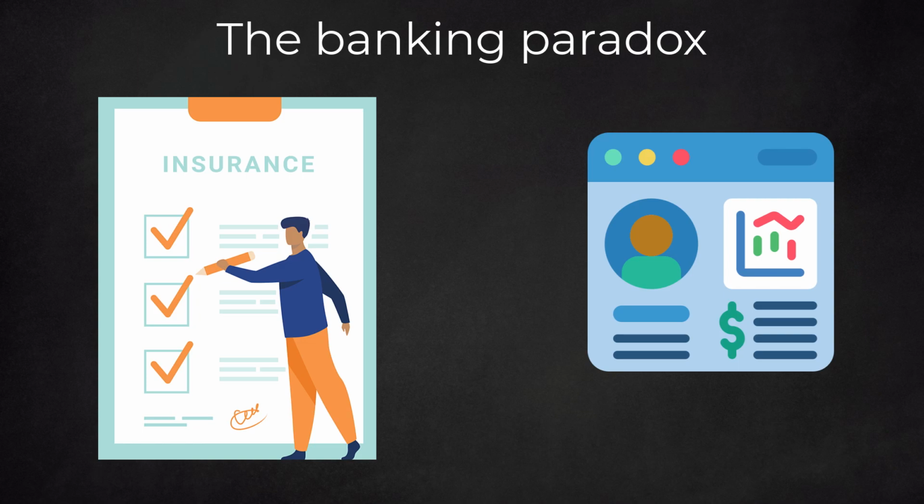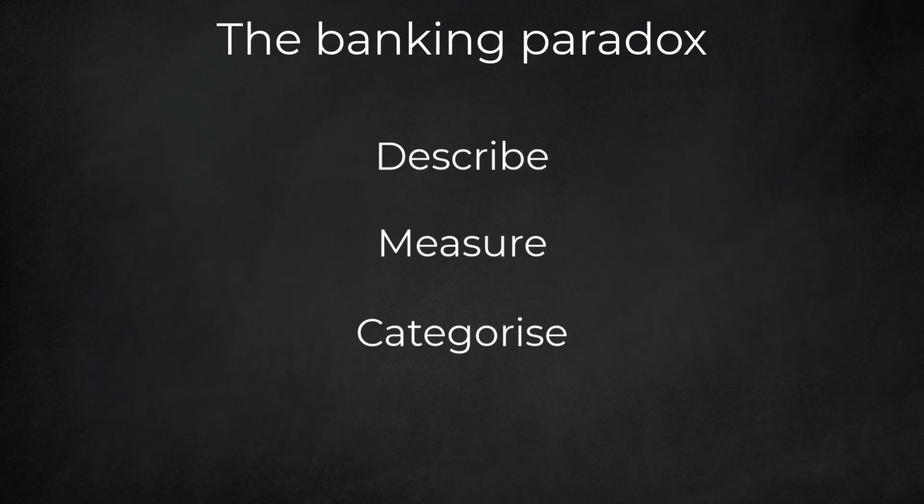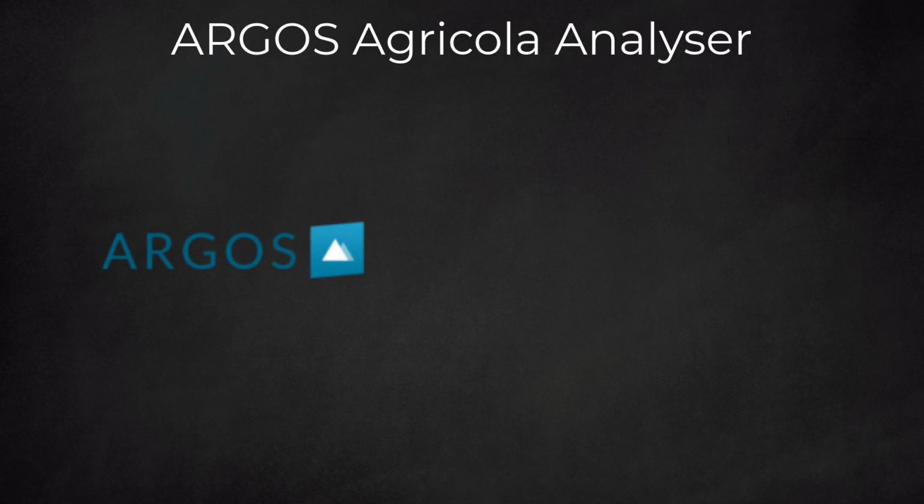What is more, the bank's business models make money from slicing and dicing risk. So, why would banks avoid the risks in the agricultural sector? If we can describe, measure, and categorize farming risk in a professional way, we will be open for business in the agricultural sector. An important piece of the answer lies in the Argos Agricola Analyser (AAA) approach. Let us dive into this.